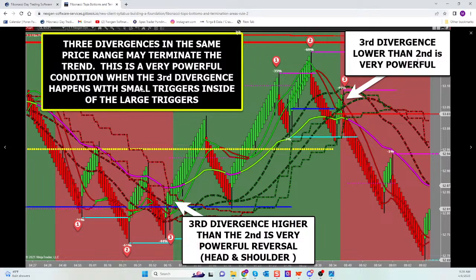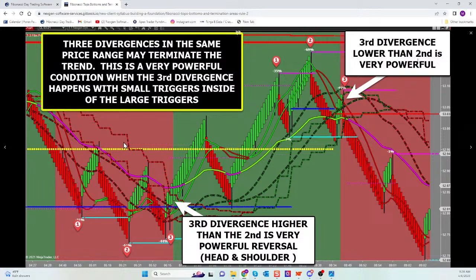And this is 3 divergence in the same price range. It may terminate the trend. Yesterday we had a good discussion. I'm going to talk about 3 scenarios that use this divergence, and they're all unique. 3 divergence, 3 losses of momentum in the same price range may terminate the trend. That's the first one that you'll see.